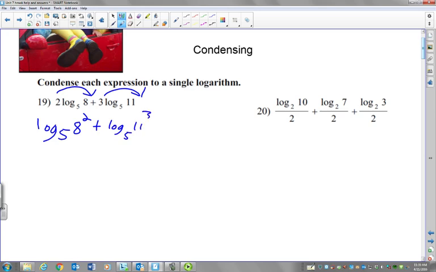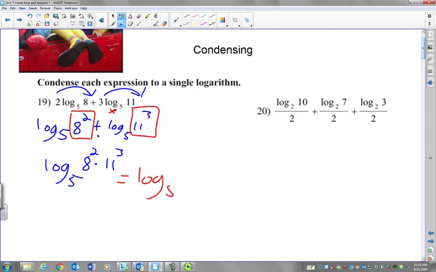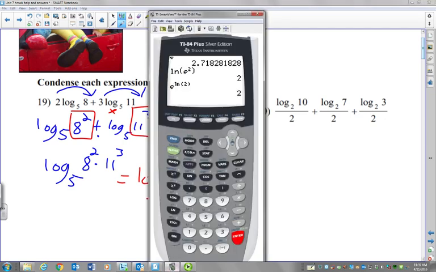Cool. And then addition is what we have here, and so addition is going to become multiplication, right? So we'll just do one log now, log base 5. And then we'll do 8 squared times 11 cubed, right? So all we did was put the 8 squared and times it with the 11 cubed, just like we multiplied those together. And so you can do that in your calculator if you want to get an answer. So log base 5, 8 squared times 11 cubed.